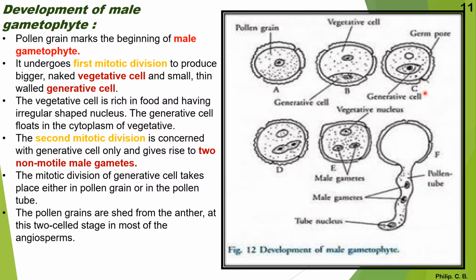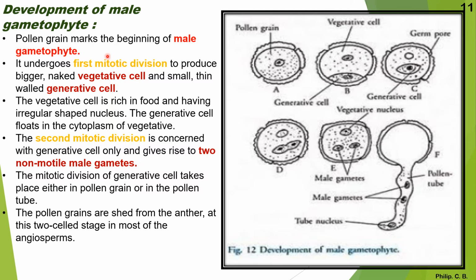That is figure C. Then D, you can see here the germ pore and the generative cell which has started to divide. Then the vegetative nucleus, the 2 male gametes are formed, and further through the pollen tube the 2 male gametes and the tube nucleus are carried forward through the style into the ovule, right? Okay, so first point, pollen grain marks the beginning of male gametophyte.